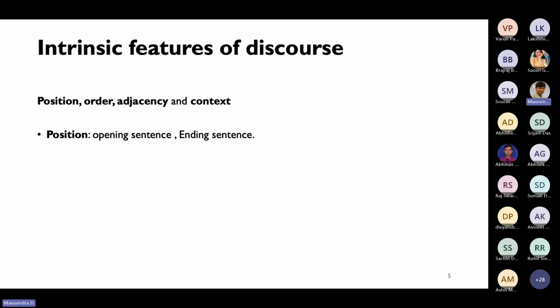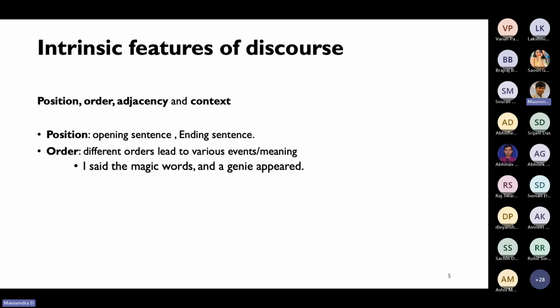And it is true for any chapter that you see in a book, any email communication, any newspaper article, and like that. Then order, the different orders of the sentences. If you jumble the order, sometimes it may lead to a totally incoherent sequence of sentences, and sometimes it will be coherent, but the meaning will alter. Right? I said the magic words and a genie appeared, versus genie appeared and I said the magic words. The meaning changes.